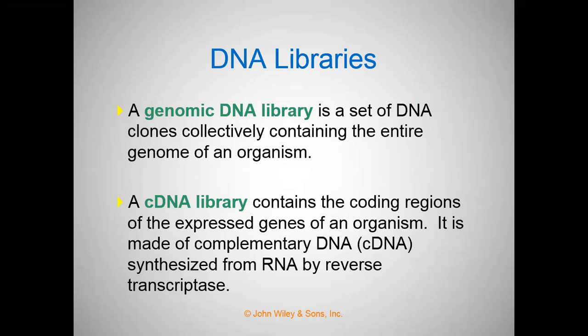There are some types of the DNA libraries. The important ones are the genomic DNA libraries and the cDNA library. A genomic DNA library is actually the set of the DNA clones which collectively contain the entire genome of an organism. But the cDNA library doesn't contain the entire genome. It contains a region of the expressed genes, mostly synthesized from the RNA by using the process of reverse transcription.